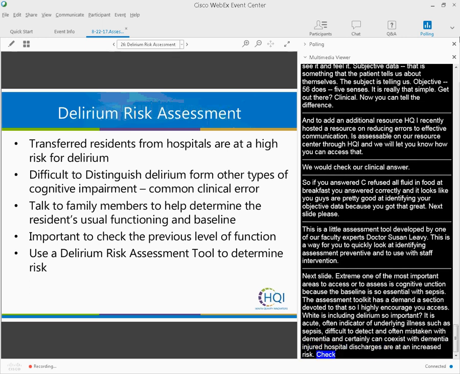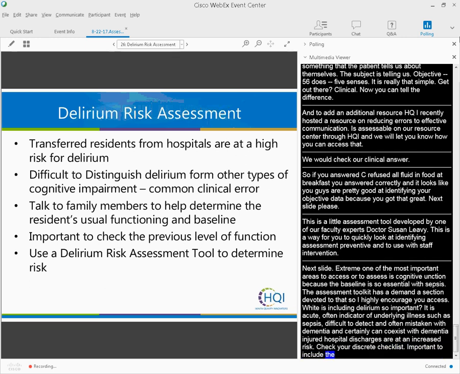Check the medication list. Sometimes low-dose antipsychotics given during a stay are a clue that acute delirium was present in the hospital, even if it was missed on the discharge document. Important to include the family members for their insight into usual functioning to establish that baseline.